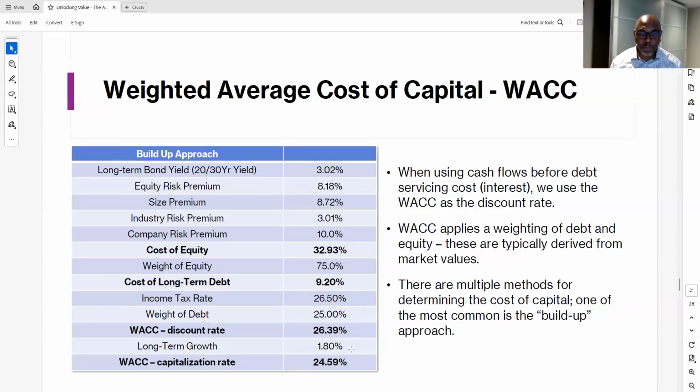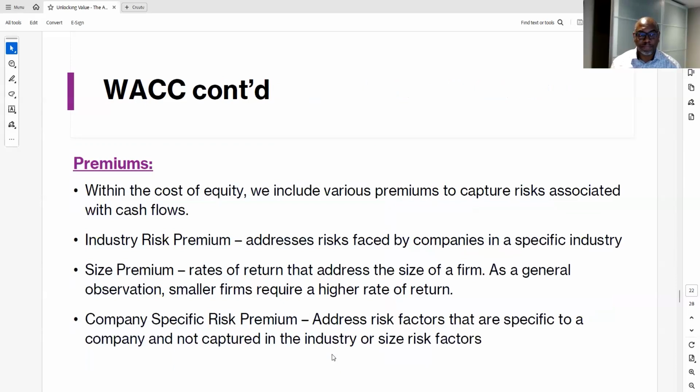We also include a long-term growth rate if we're using a discount rate as opposed to a cap rate. So then we're backing that out. So you're getting a weighted average cost of capital of 26.39, and then your cap rate, which takes out the long-term growth factor, of 24.59. So the process is really building this up from the ground up, call it from a risk-free rate, an equity risk premium, and then any other premiums that you need to add on with respect to the size or the industry or the company specifically.